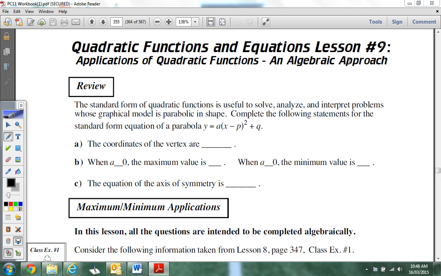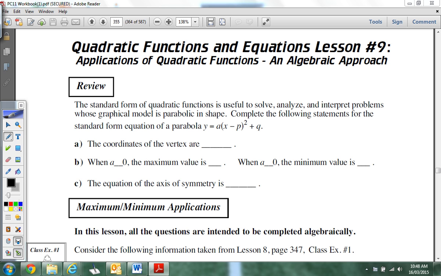Lesson 9. So we're doing application of quadratic functions, the algebraic approach, which just means without your calculator. We're going to do it in terms of solving. The standard form of a function is useful to solve, analyze, and interpret problems whose graphical models are parabola in shape. Complete the following statements for the standard form of the equation of a parabola: y equals a times (x minus p) squared plus q.